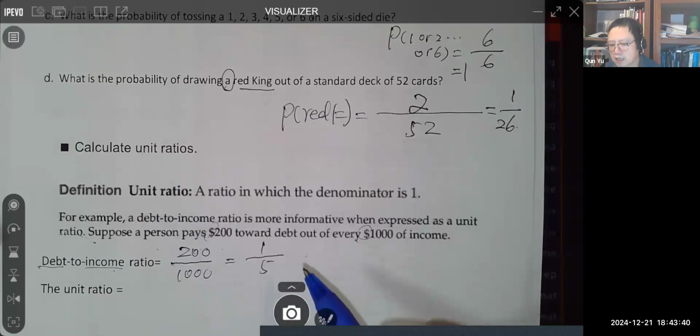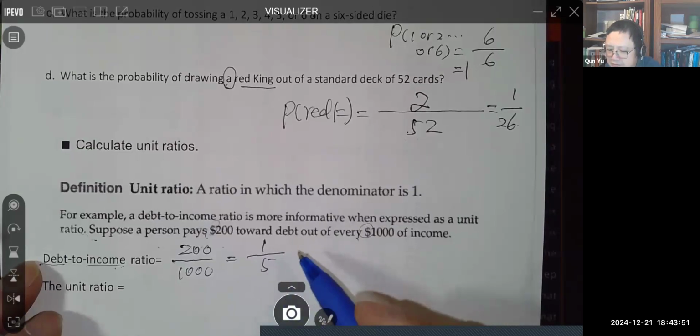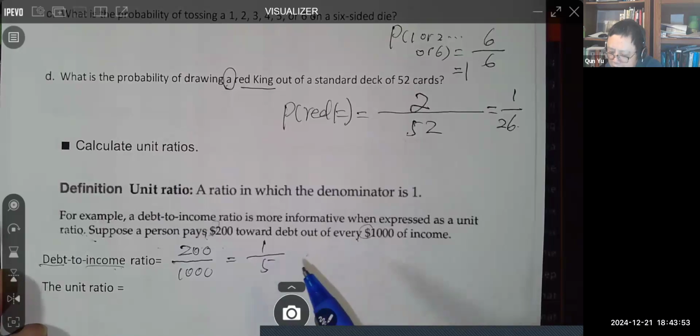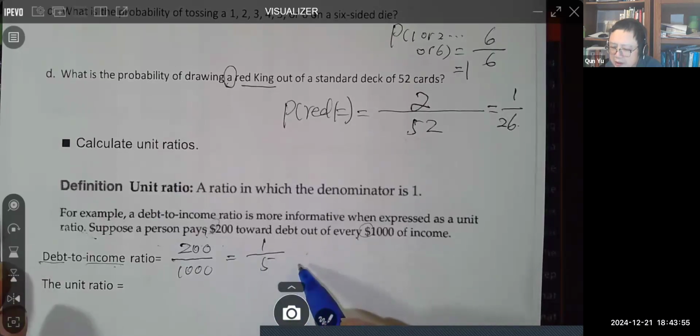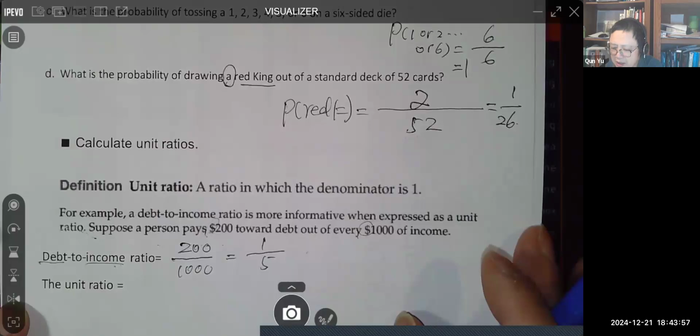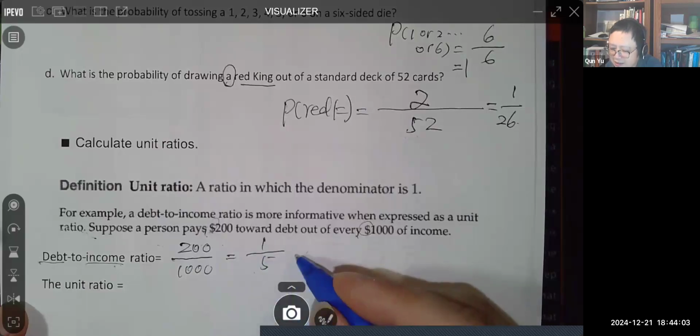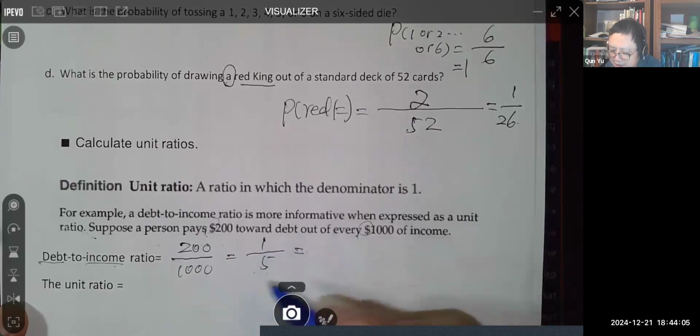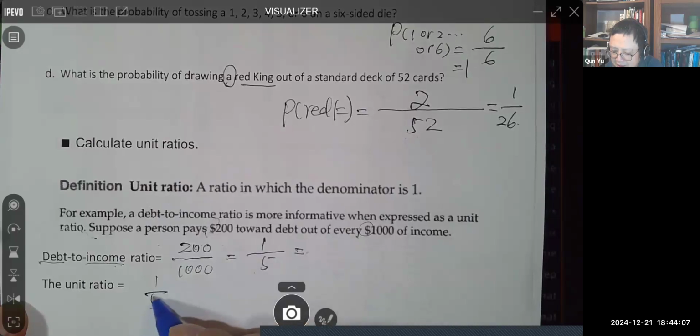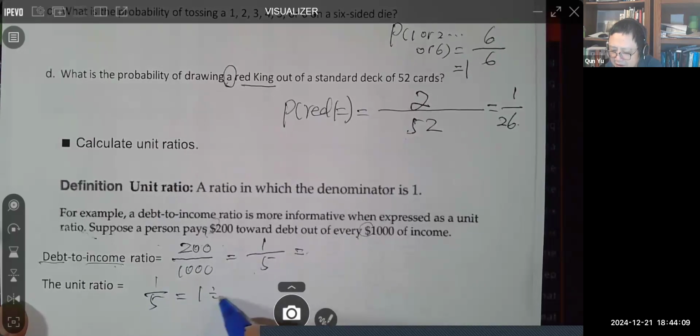So this really means for every $5 of income, $1 is the debt. Every 1 out of $5 is debt. So basically, this is a ratio. This is the final answer. But what is a unit ratio? For a unit ratio, the number on the bottom has to be 1. How to get 1? Just do division. 1 divided by 5 is 0.2.